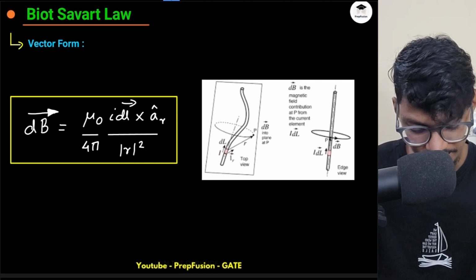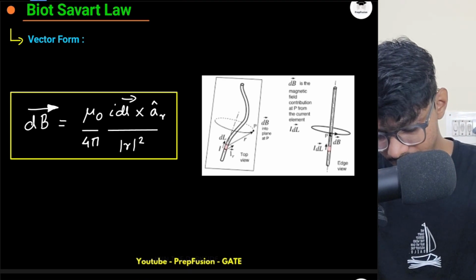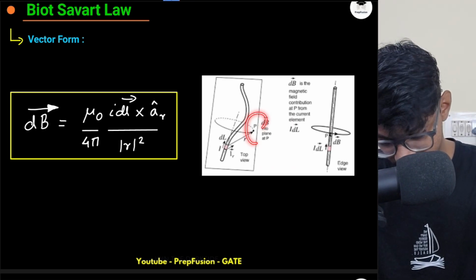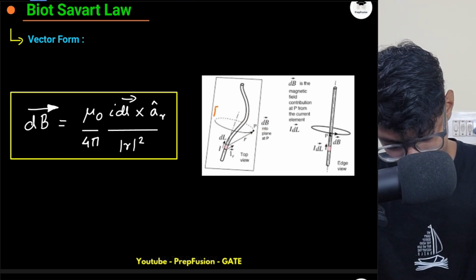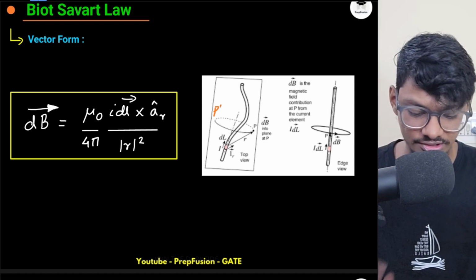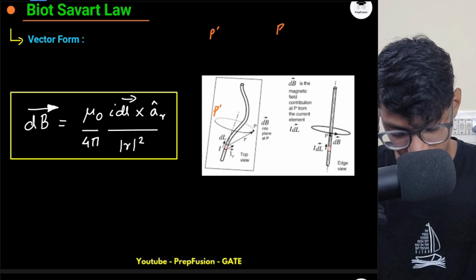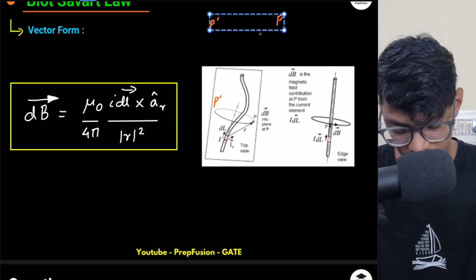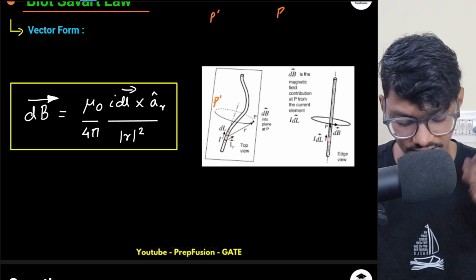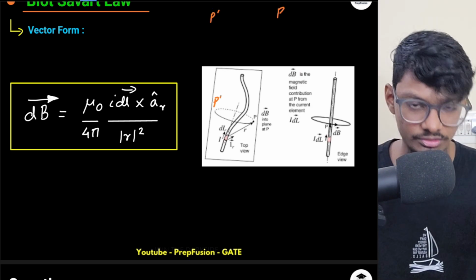Now it's a simple exercise for you. Tell me, if this point is P, you already know about P, and if this point is P dash, although I have explained this, I wanted to see whether you are listening to the lecture or not. So this is P dash and this is P. Can you tell me the direction of the magnetic field, inwards or outwards, going into the plane or coming out of the screen?